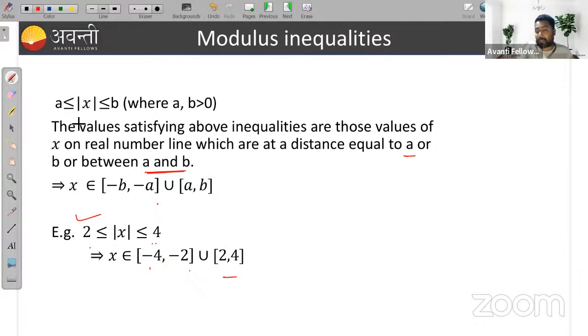When mod x is greater than or equal to a and less than or equal to b, the solution set will be the closed interval minus b to minus a, union the closed interval a to b. Clear? Is everything clear to everyone so far?